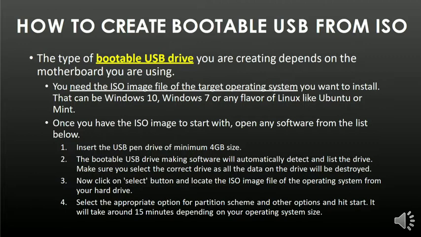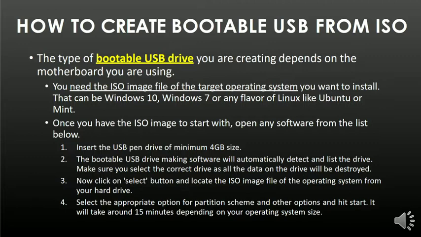How to create bootable USB from ISO. The type of bootable USB drive you are creating depends on the motherboard you are using. You need the ISO image file of the target operating system you want to install. That can be Windows 10, Windows 7, or any flavor of Linux like Ubuntu or Mint. Once you have the ISO image to start with, open any software from the list below.